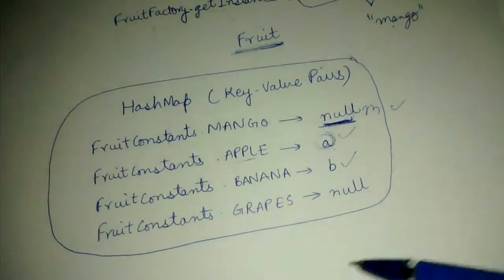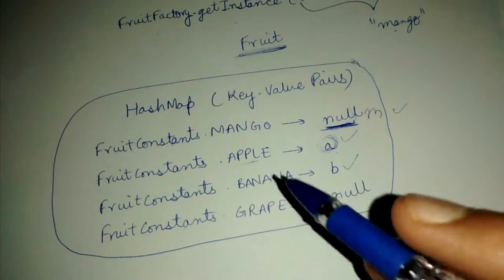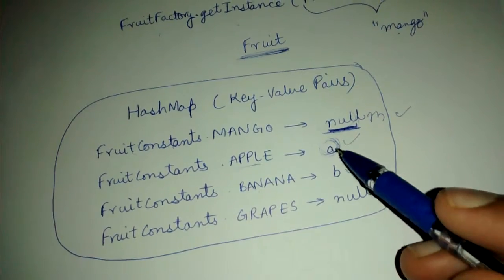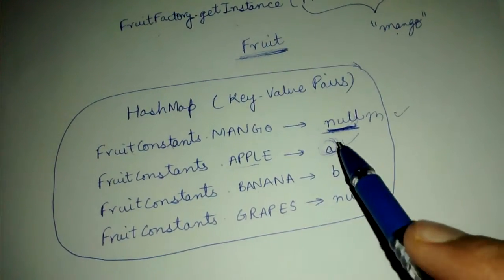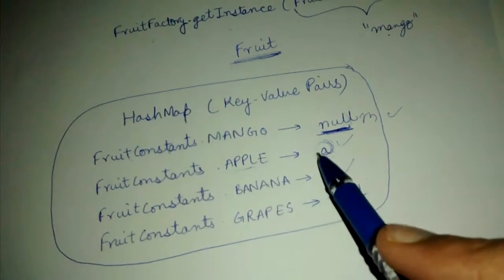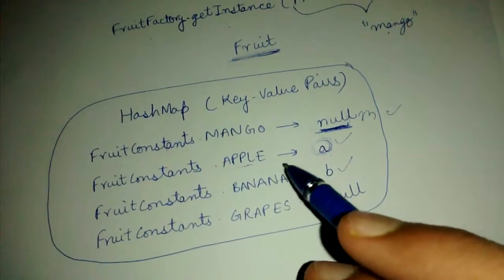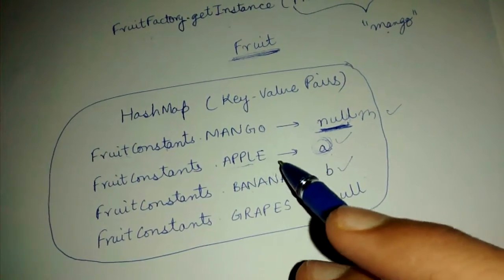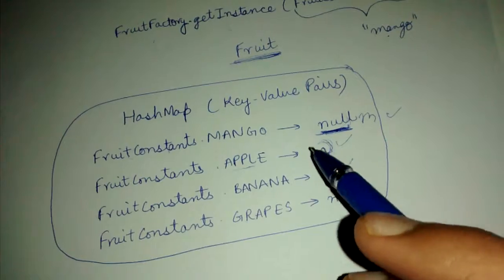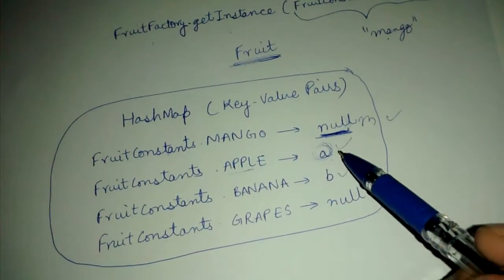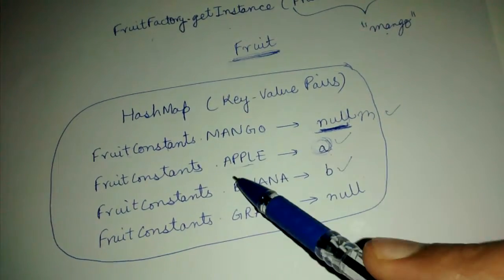We can have multiple, but for a single key we can have a single object, and once we create it we store it in our hash map mapped to the particular key, and whenever the user asks next time, I will return the same object a for this apple.